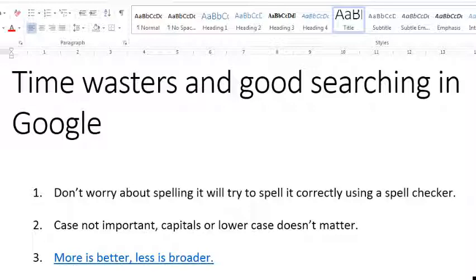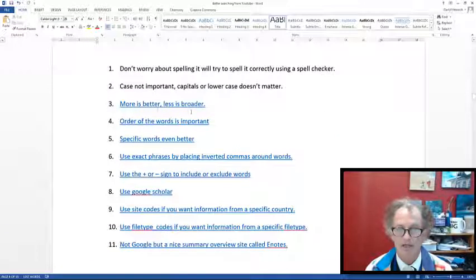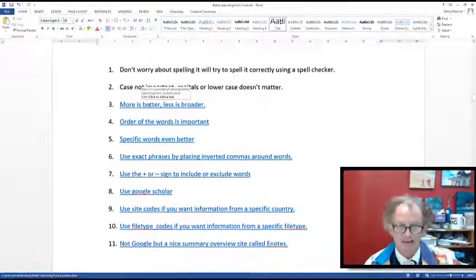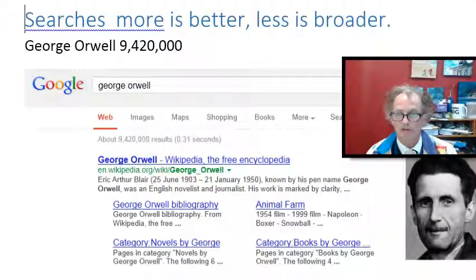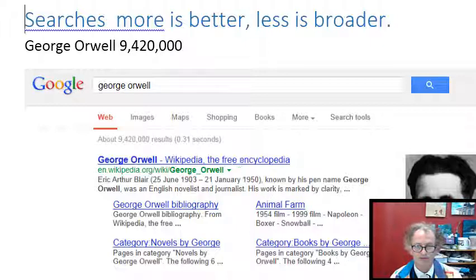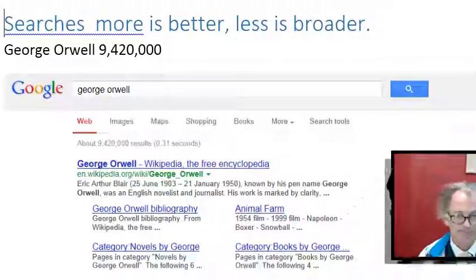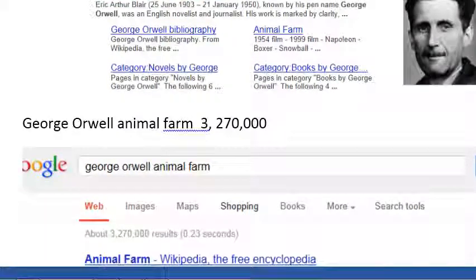Alright, now into some of the really good tips to do with Google. The one here on more is better and less is broader is an interesting one. If we look at that, what do we mean by that? Okay, here's an example where we've just popped into Google George Orwell. We've got about 9 million hits based on George Orwell. As you'd find most times, Wikipedia comes up first in just about all search engines. However, that was a pretty broad search, anything to do with George Orwell.